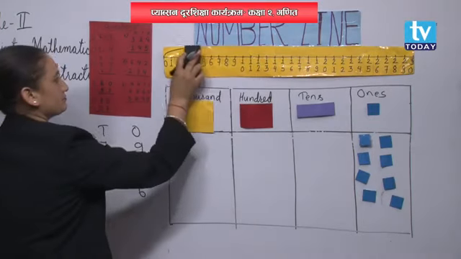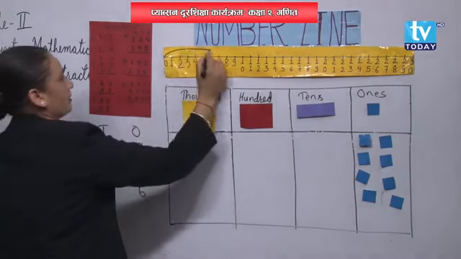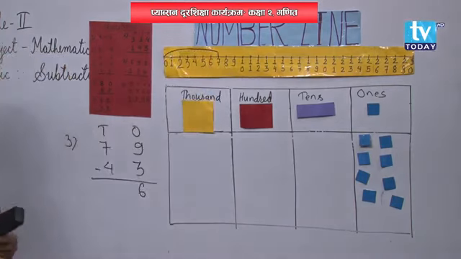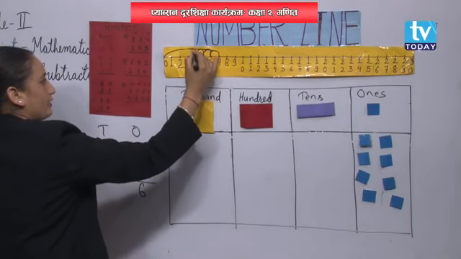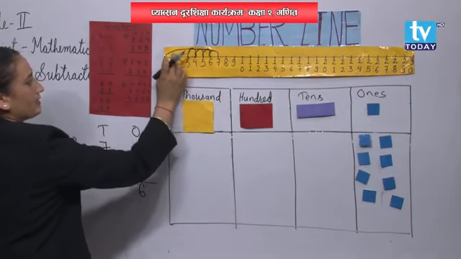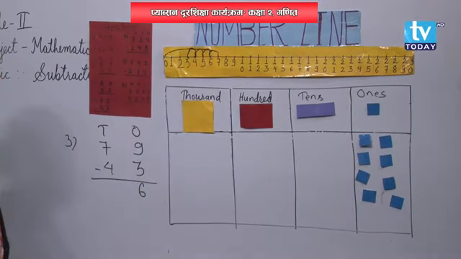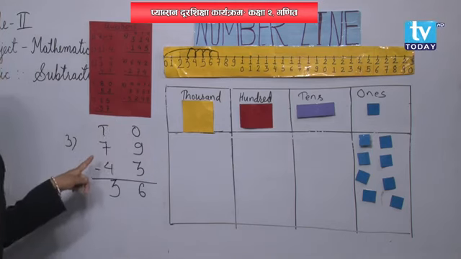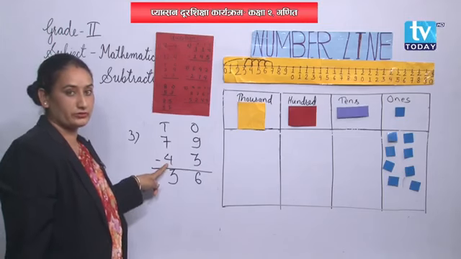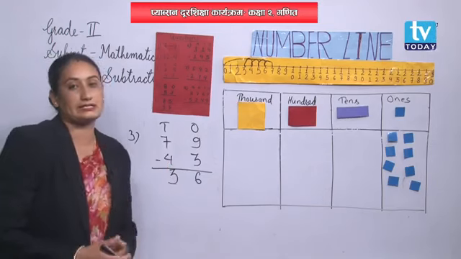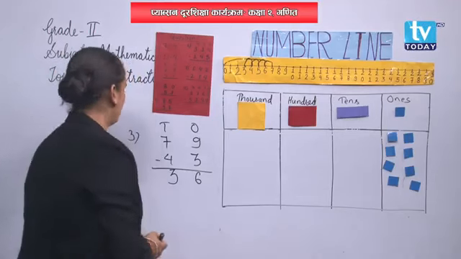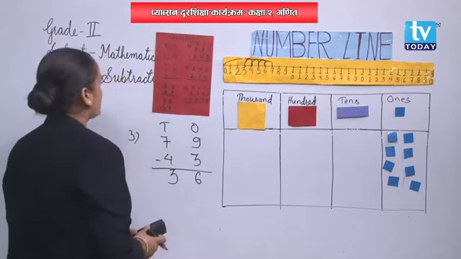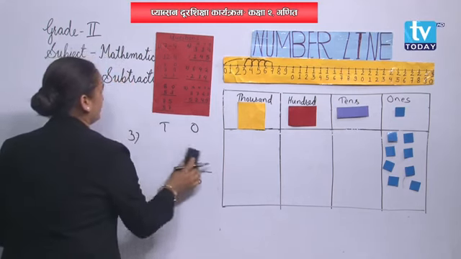Now, again 7. Out of 7, I have to go back 4 digits. Now, write down 1, 2, 3, 4. How many units are left? 1, 2, 3. Do you understand? Right here, 3. So, this way, we can subtract. Out of 79, we subtract 43 and we will get the answer 36. Go on checking your answer, okay, whether it is correct or not. Okay, students, now, same like this, another question is there for you.